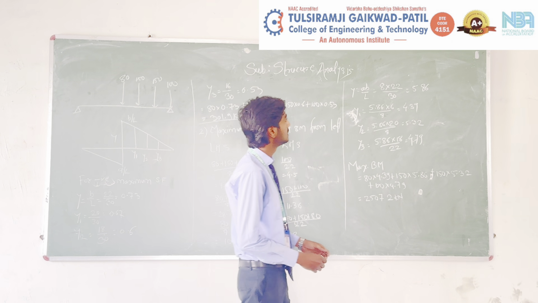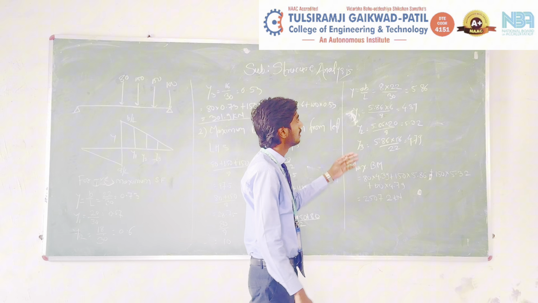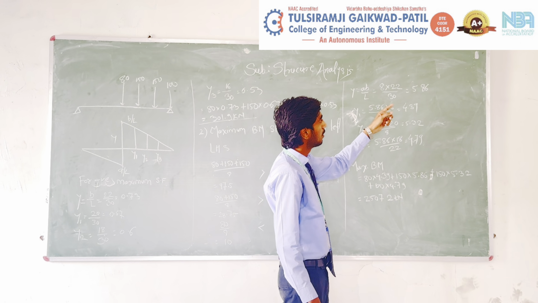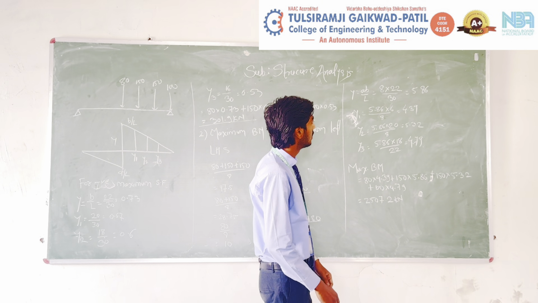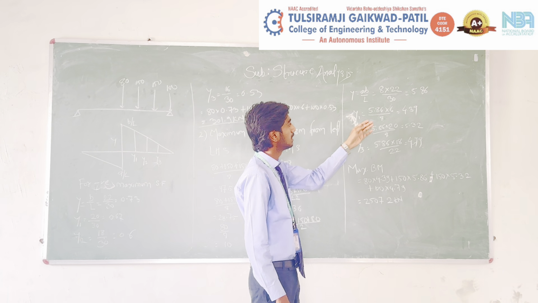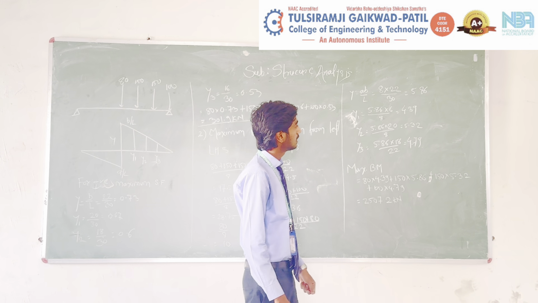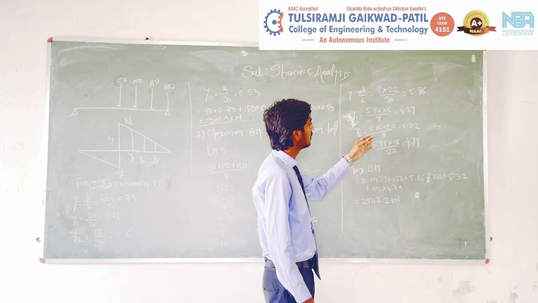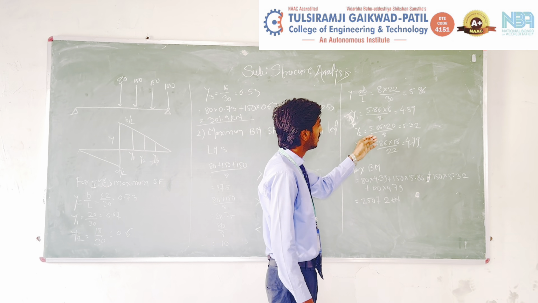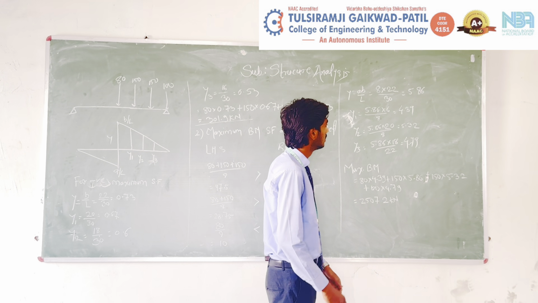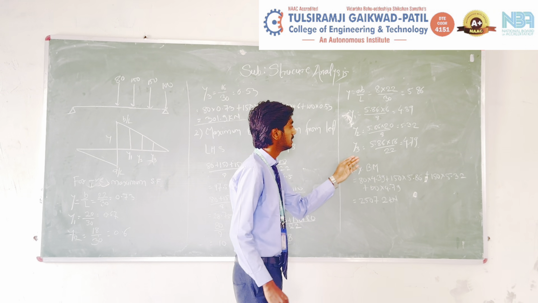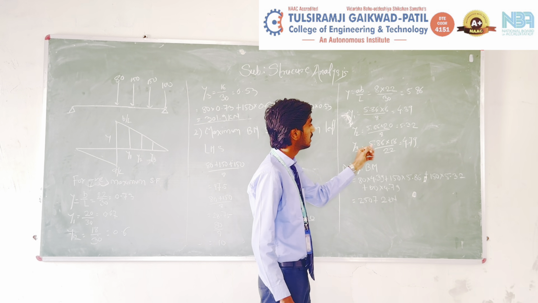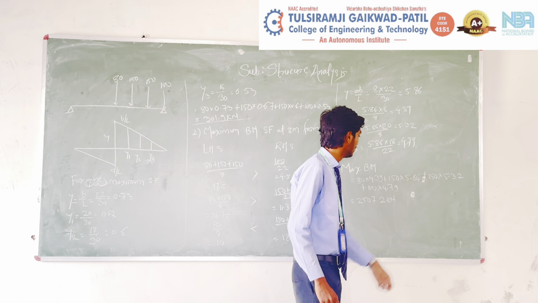Then y is equal to A times B by L: 8 multiplied by 22 by 30 is equal to 5.86. Y1 is equal to 5.86 multiplied by 6 upon 8 is equal to 4.39. Y2 is equal to 5.86 multiplied by 20 upon 22 is equal to 5.32. Y3 is equal to 5.86 multiplied by 18 by 22 is equal to 4.71.